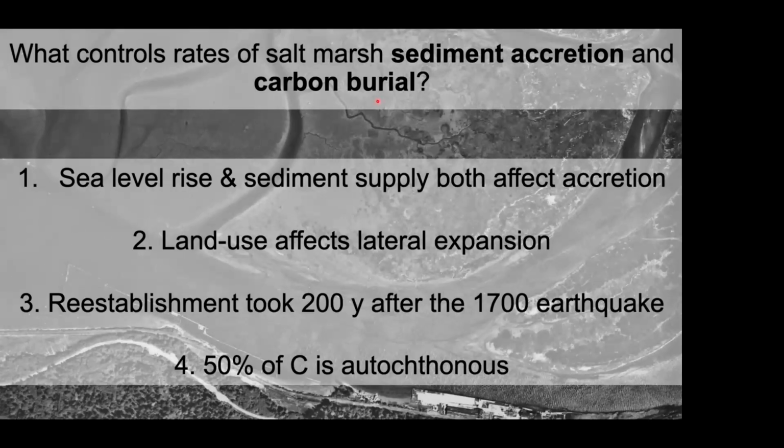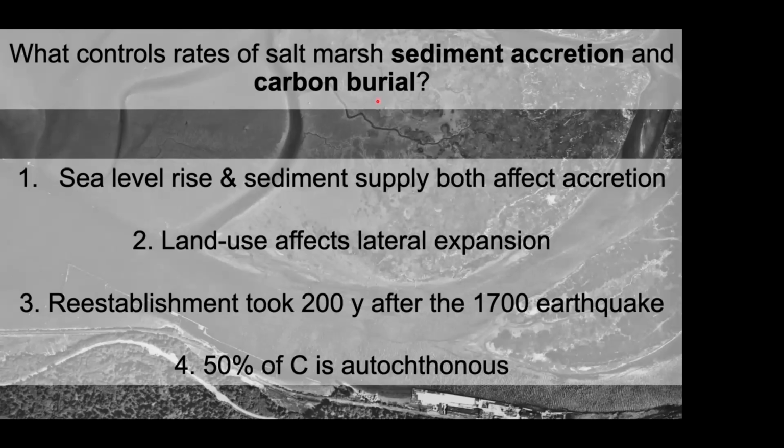But I wanted to end the slide show here, but I'll just quickly say that what we saw was that both sea level rise and sediment supply are important for affecting salt marsh sediment accretion, which has important implications for carbon burial. We also saw that logging and also climate oscillations are going to affect the lateral expansion of salt marshes, but not necessarily vertical, which I think goes back and challenges everything I said in the first chapter.